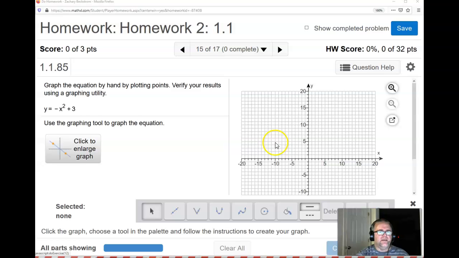So this problem here says graph the equation by hand by plotting points. Verify your results using a graphing calculator. So taking a look at the problem, y is equal to negative x squared plus 3. If we know anything about parabolas, we know that that's what this is. There's a negative in front of the x squared term, so we know that it's a downward opening parabola. And we also know that its vertex is going to be at (0, 3). But let's go ahead and just plot a few points here.